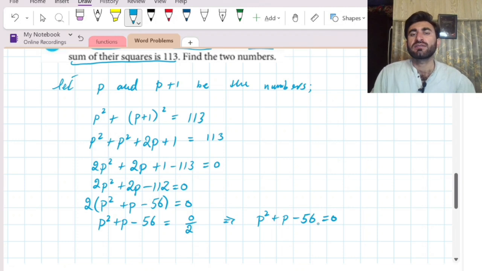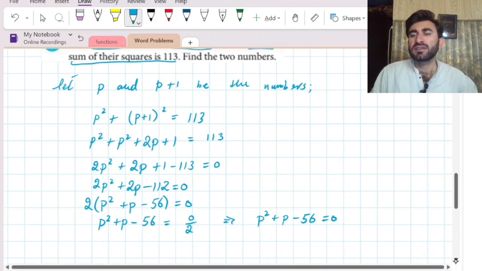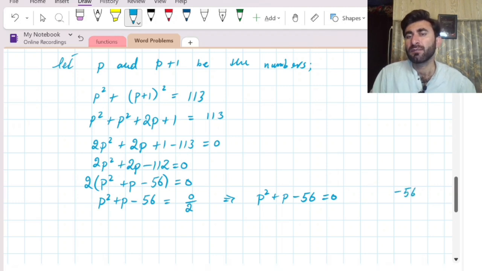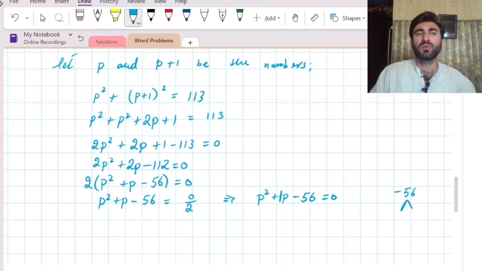Now we have to solve this equation using either the formula or factorization, and we will factorize it. For minus 56, we have to take its factors whose difference is 1, because the coefficient of the middle term is positive 1.